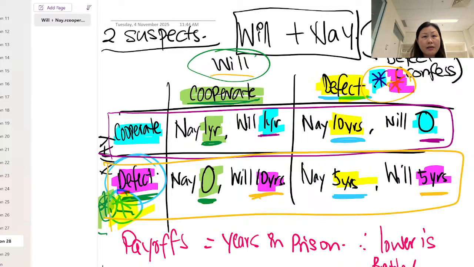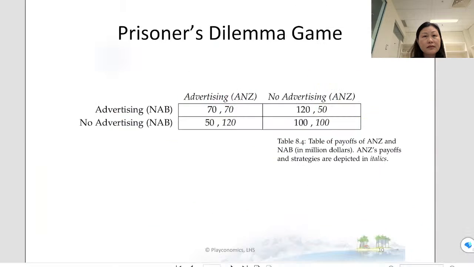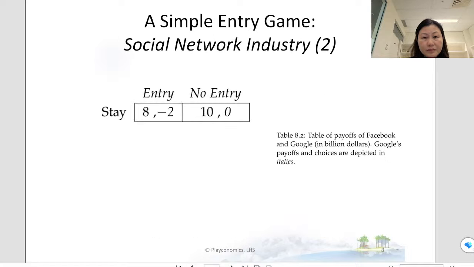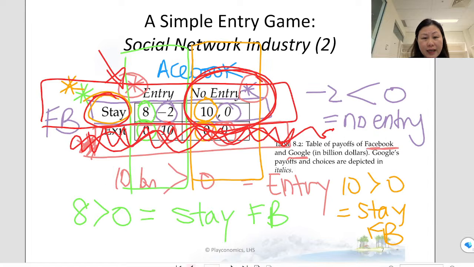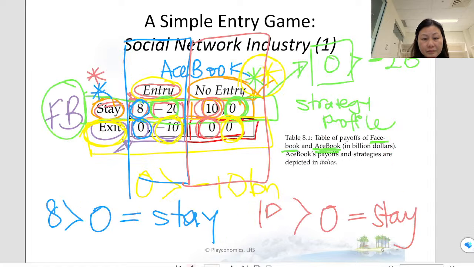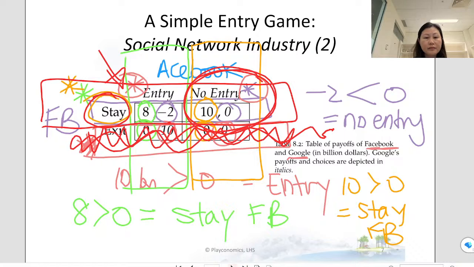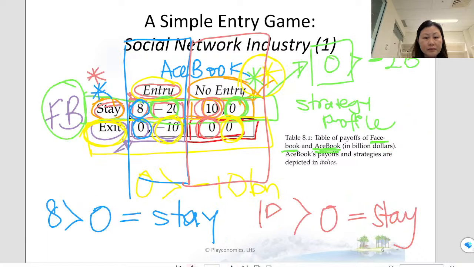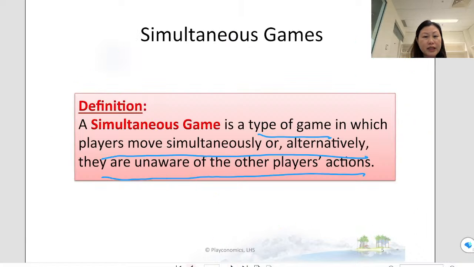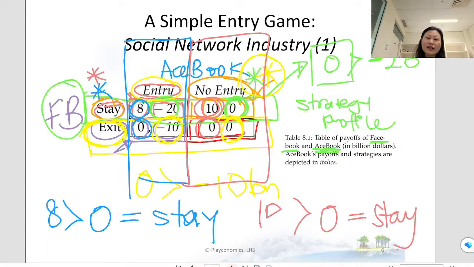Let's go back to the slide. And we're going to talk about the simple entry game. I'm trying to find a slide with those numbers that isn't so colorful.